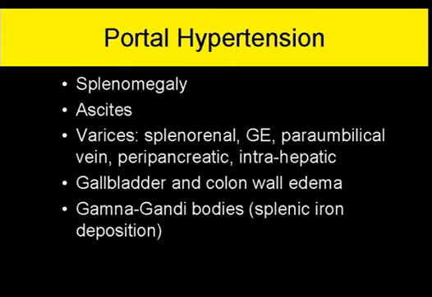The manifestations of portal hypertension can be easily seen on MRI, usually splenomegaly and ascites. You can also detect and map the extent of shunting or varices in the splenic area, gastroesophageal varices. You can see also a recanalized paraumbilical vein and more rare appearances, such as peripancreatic, intrahepatic, or intramesenteric varices. The other signs include gallbladder and colon wall edema, which are extremely frequent in portal hypertension, partly due to hypoproteinemia, but not only. You can see also splenic iron deposition in the spleen called Gamna-Gandy bodies.